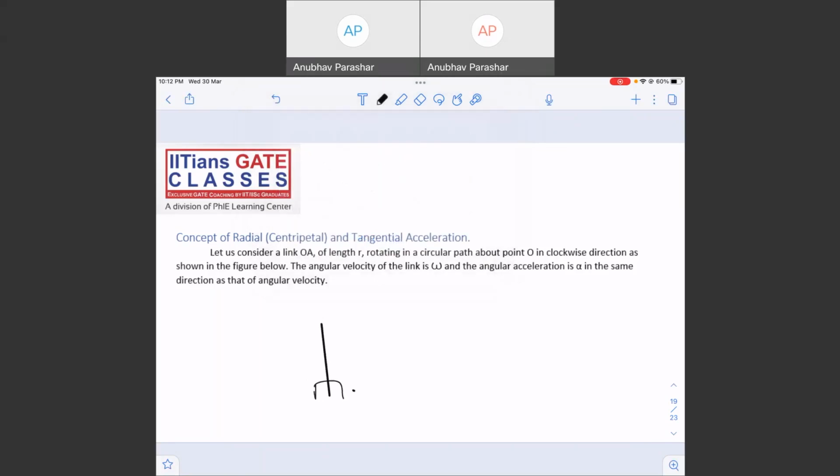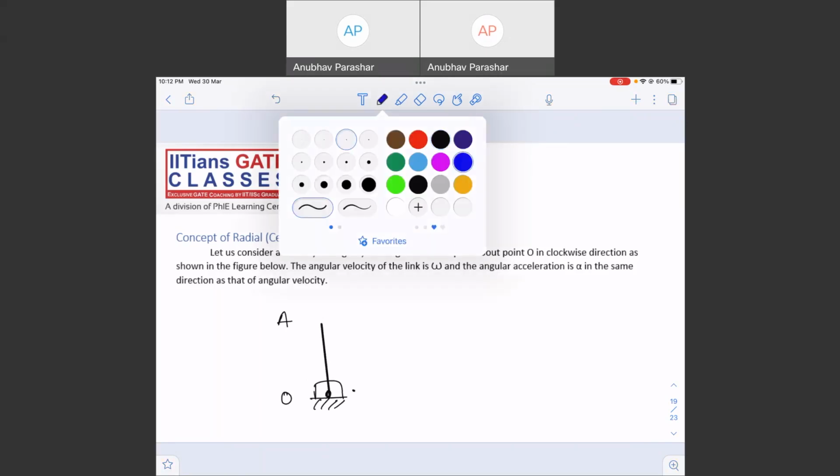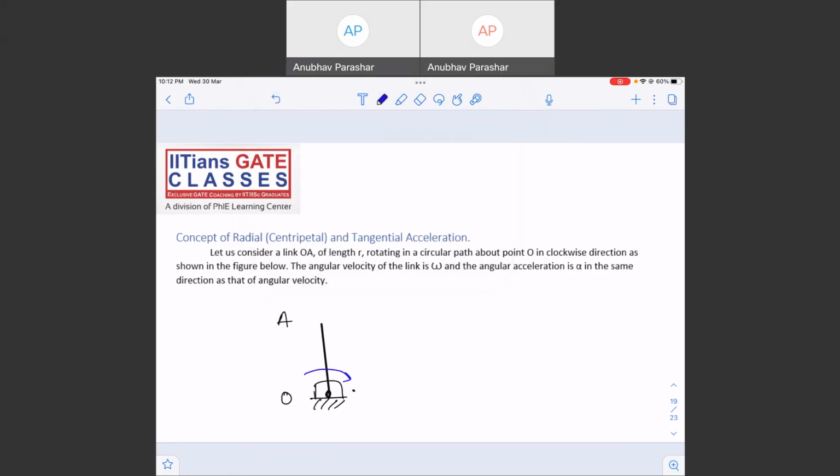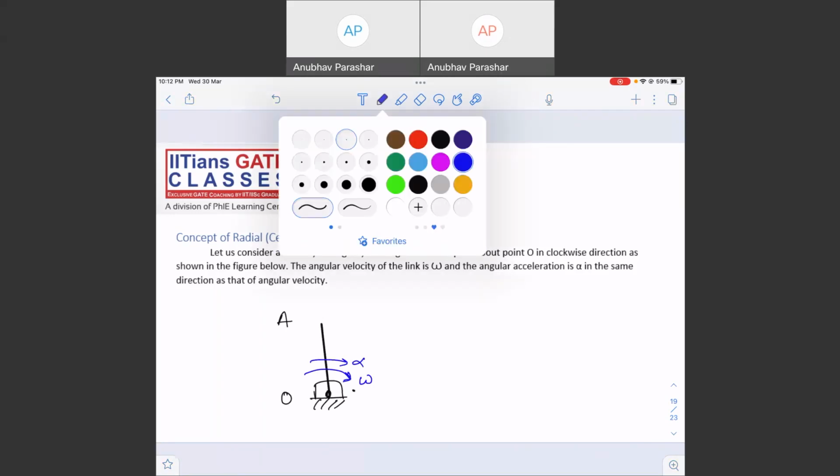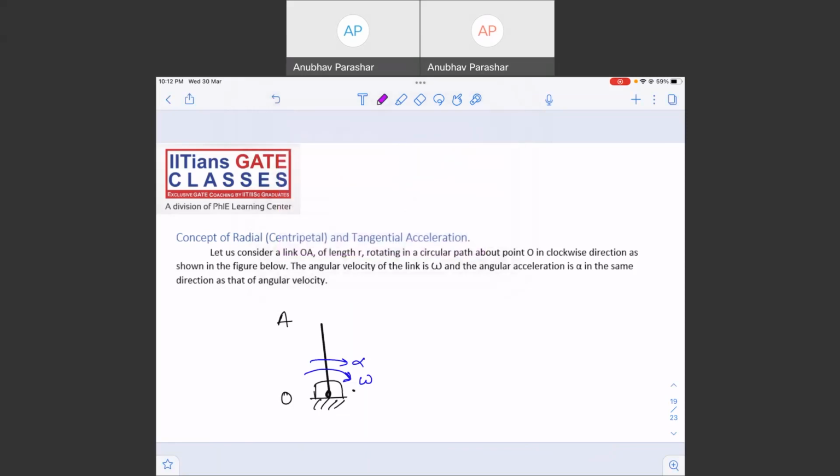Let me consider this link, say this is link OA. The link OA has an angular velocity of omega and an angular acceleration of alpha. Now, you can consider any point. Let us consider point A.